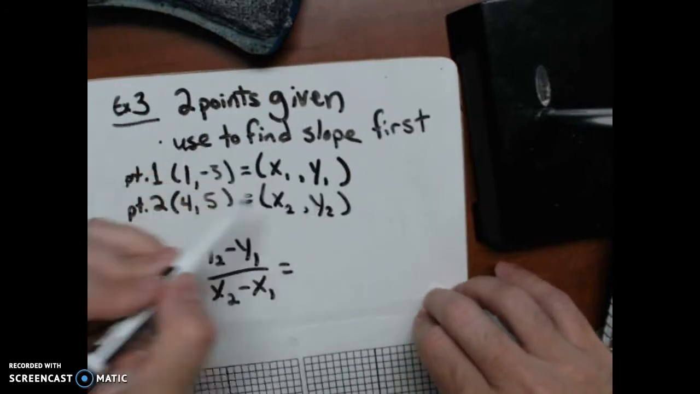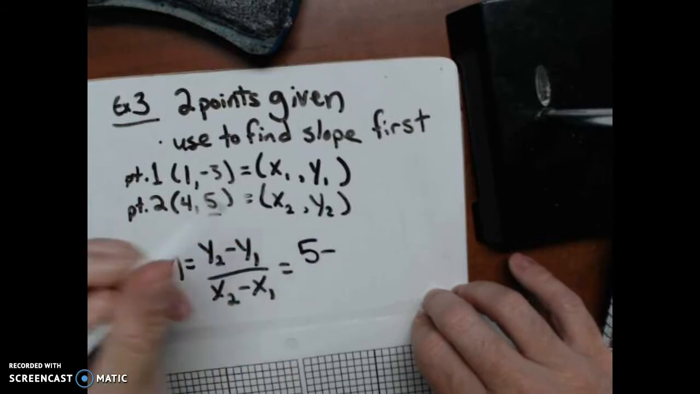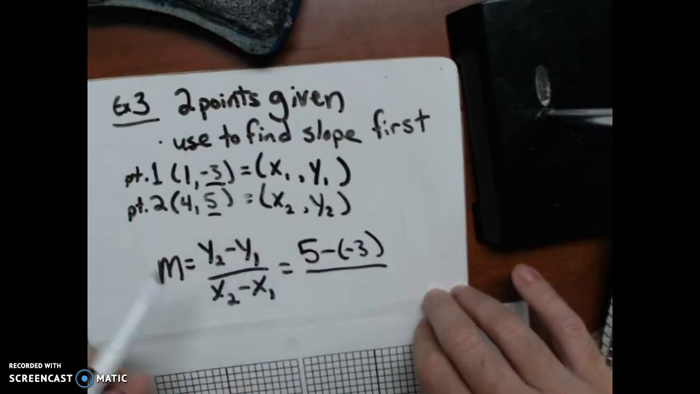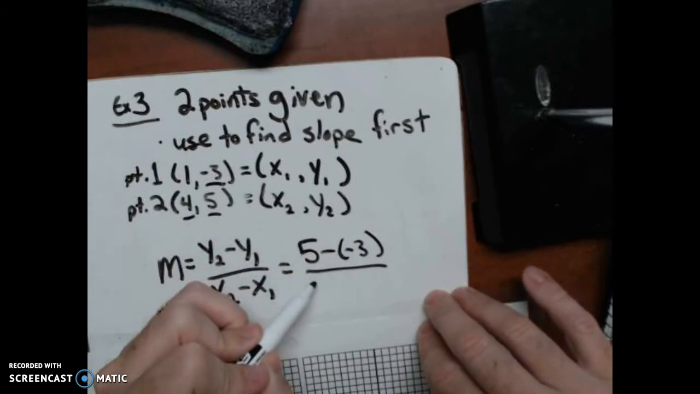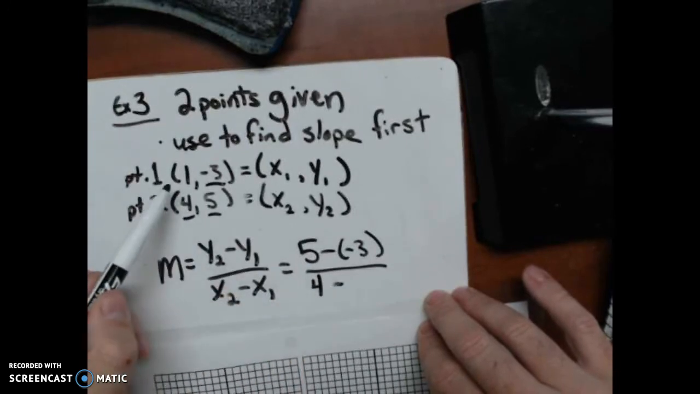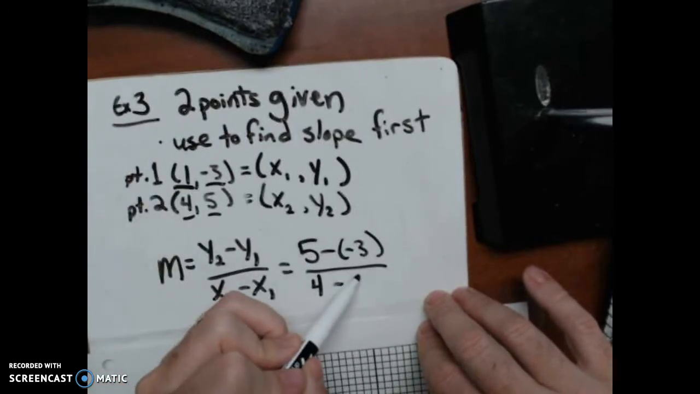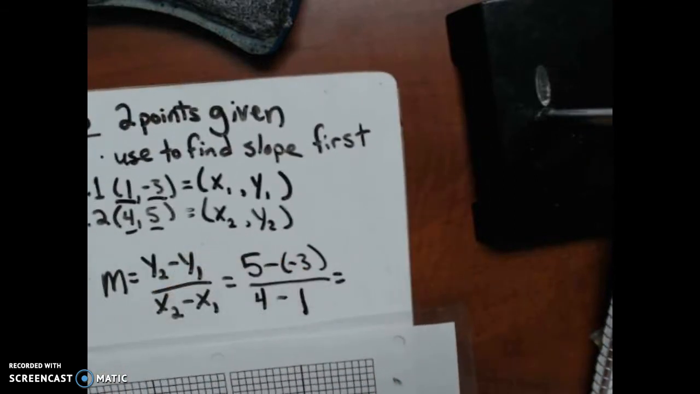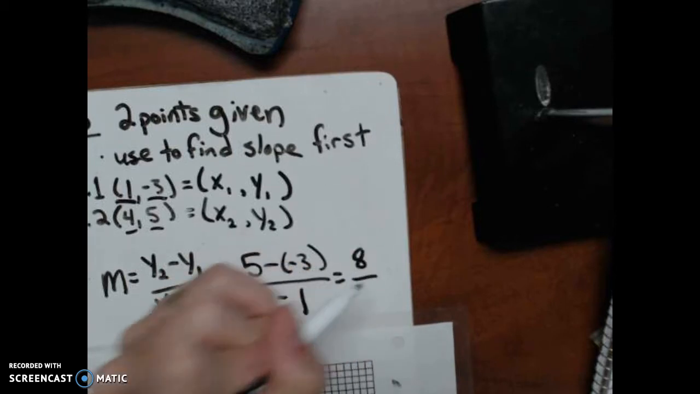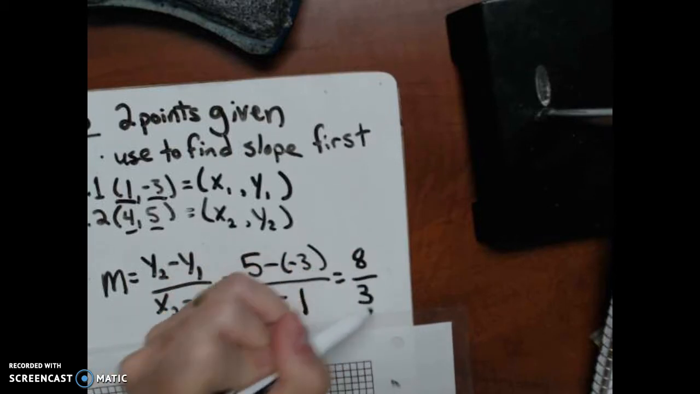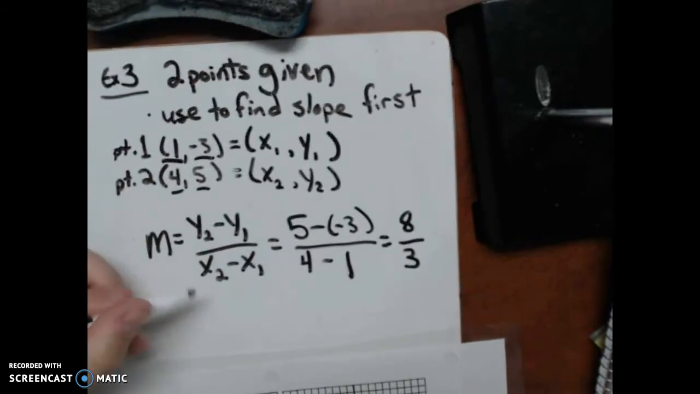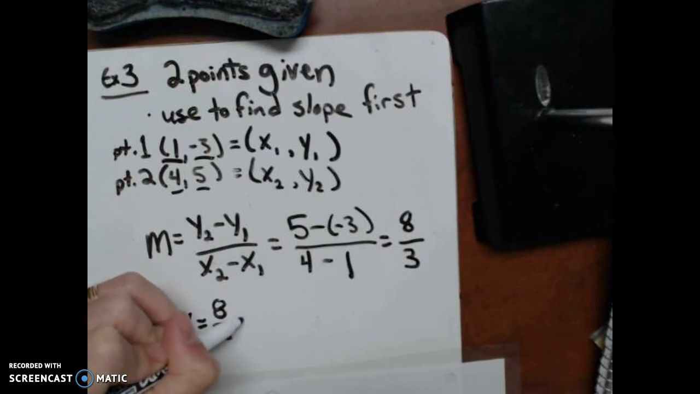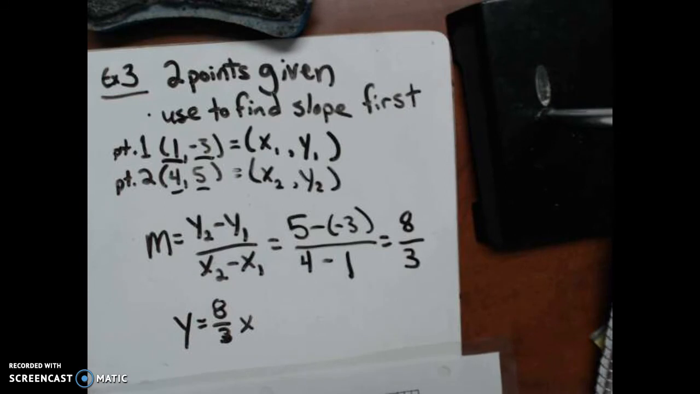So you see those points right there. I'm just going to go, here's y2. y2 is 5. y1 is negative 3. x2 is 4. And x1 is 1. So there's our math problem. 5 minus negative 3 is 5 plus 3 is 8. And 4 minus 1 is 3. So there's our slope. And we could maybe start our equation out right now. Y equals 8/3 x. Okay?